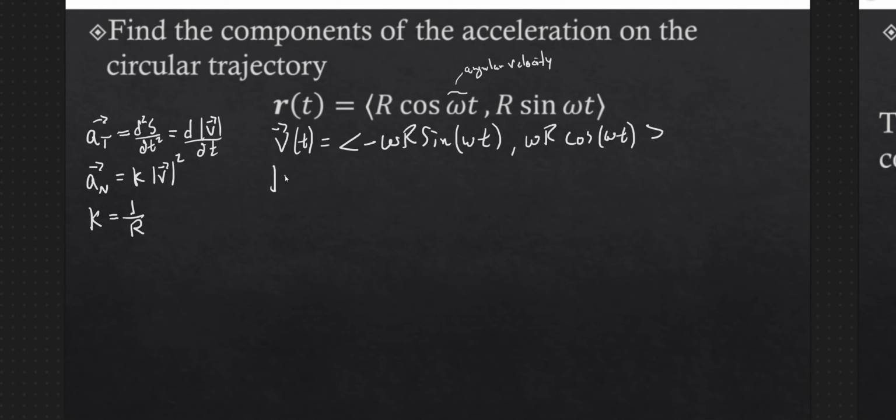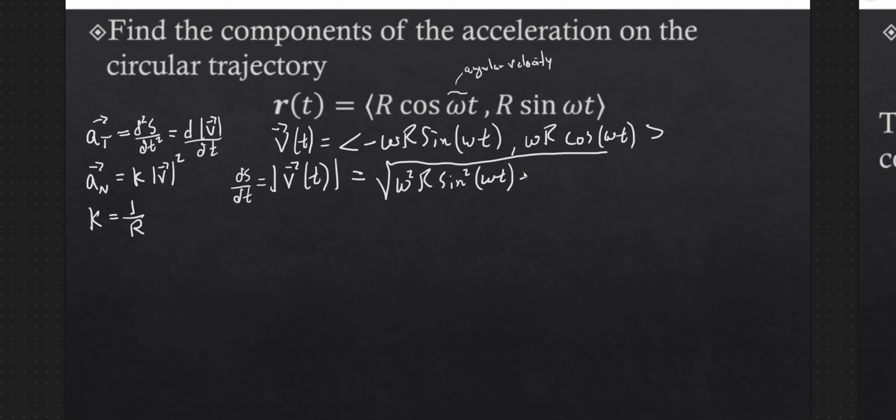So speed then, or we can think of this like ds dt if we want. Our speed then is the magnitude of this, so that's going to be the square root of omega squared r sine squared of omega t plus omega squared r cosine squared of omega t. We have sine squared of something plus cosine squared of the same thing, so those combine to just be 1. And so we just have omega squared r.